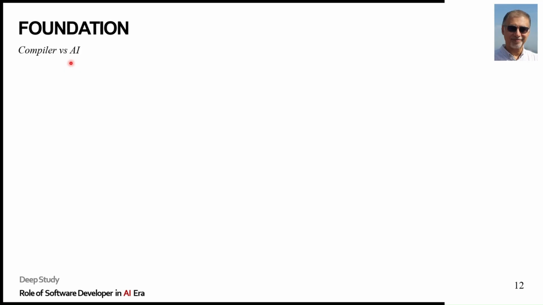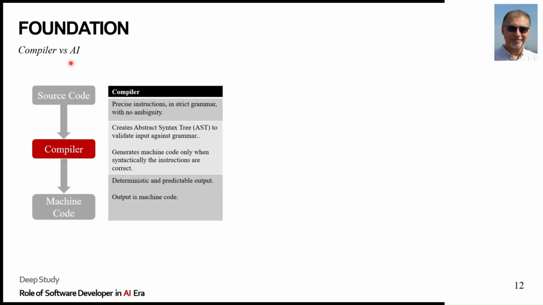Let's start with something familiar. A traditional compiler takes precise instructions in a strict grammar with no ambiguity. It creates an abstract syntax tree internally to validate the input against the grammar. It generates machine code only when syntactically the instructions are correct. A compiler is deterministic and has a predictable output. Output is machine code.